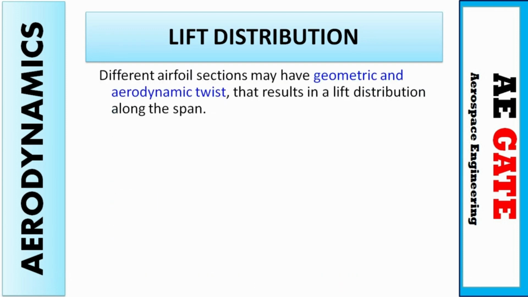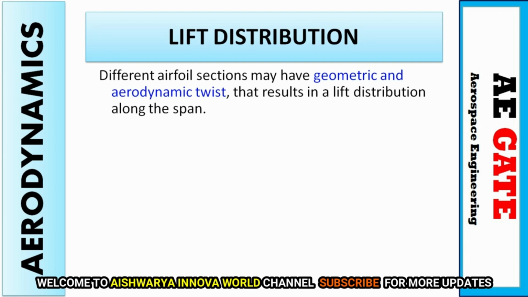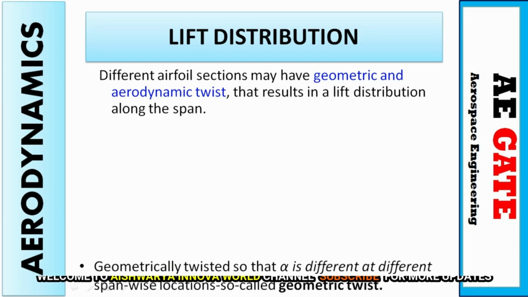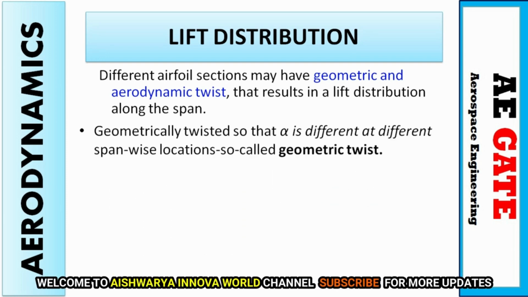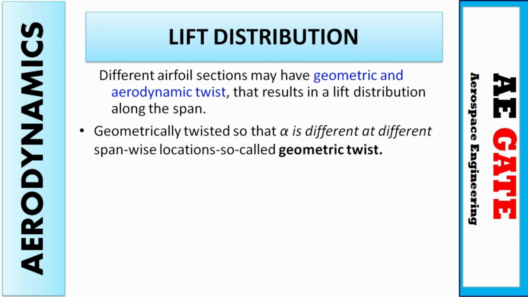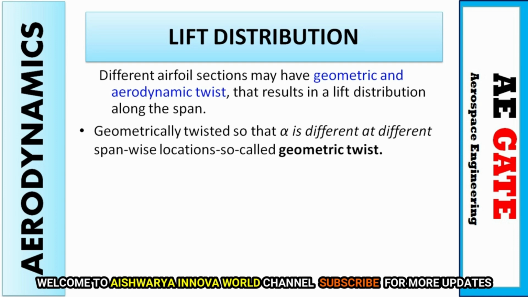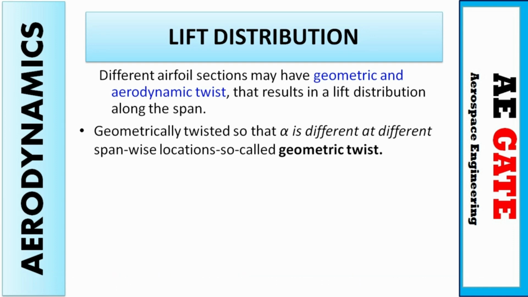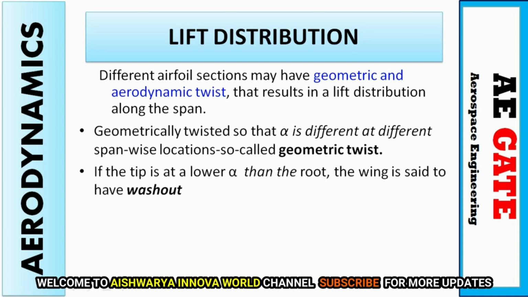A different airfoil section will have a different geometric and aerodynamic twist, and the result of the lift distribution will vary along the span. Now what is geometric twist? Geometric twist is when the angle of attack is different at different span-wise locations. That is called geometric twist.